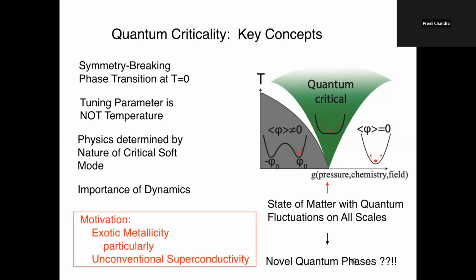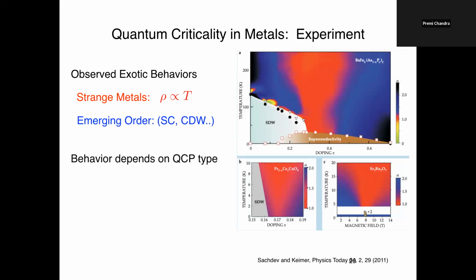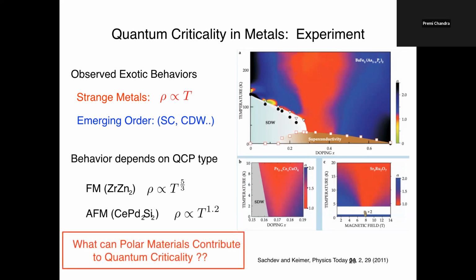But as Frank already alluded, most of the motivation in quantum criticality is exotic metallicity, particularly unconventional superconductivity. So what do polar materials have to do with that? Well, to give a very brief overview: in quantum criticality of metals, we've already heard about the very exotic behaviors. We have strange metals, we have emerging orders. The behavior depends on the type of quantum critical point. Here are some examples. And the question is, can polar materials contribute at all to this?